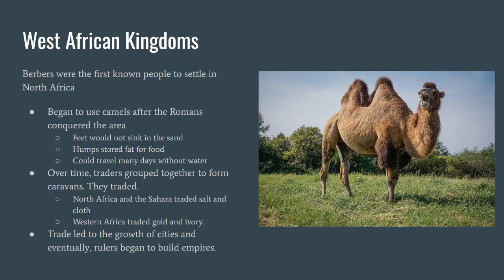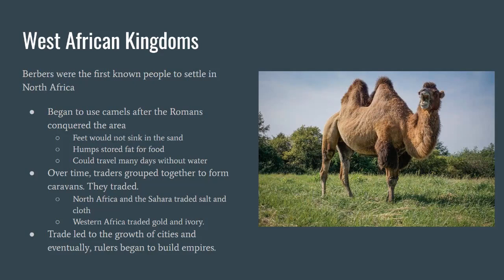And they used these camels for a couple different reasons. Their feet didn't sink when they were in the sand. They could store water for many days. So it was especially important when they were traveling through northern Africa. You just saw that map with all those deserts. And their humps were able to store fat for food. So they didn't really need as many resources as, say, a horse would need if they were traveling through the desert. So these groups got together and they eventually formed caravans. Remember, caravans are groups of traveling merchants.